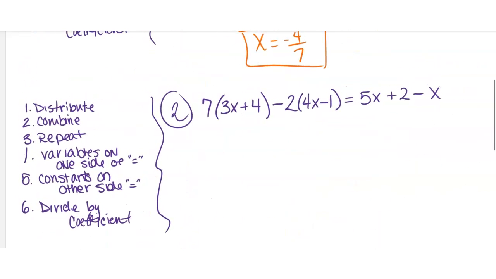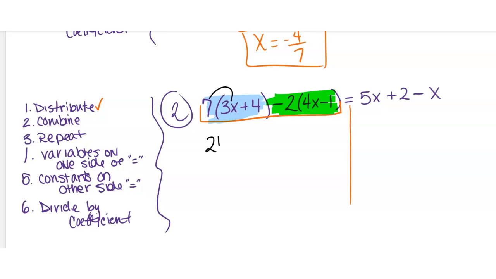The next one, we're going to do the same thing. First, we start with distributive property on the left side only. So notice how this one has two sets to distribute. We're going to distribute the 7 here, and we're going to distribute the negative 2 here. So we do 7 times 3, and we get 21x. 7 times 4, positive 28. Do the same thing on this one. Negative 2 times 4 is negative 8x. Negative 2 times negative 1 is a positive 2.